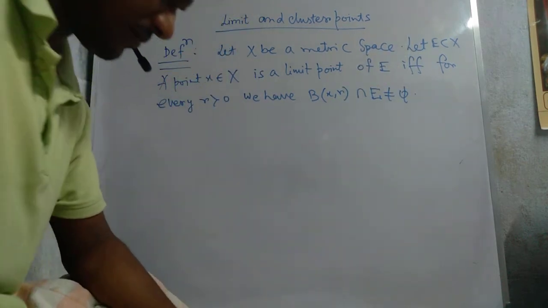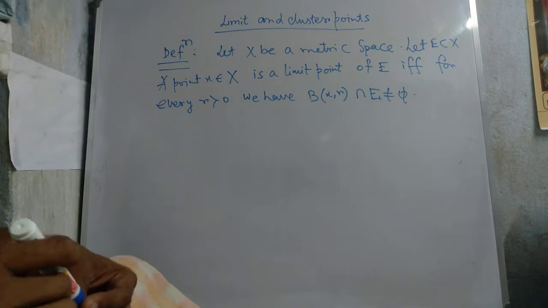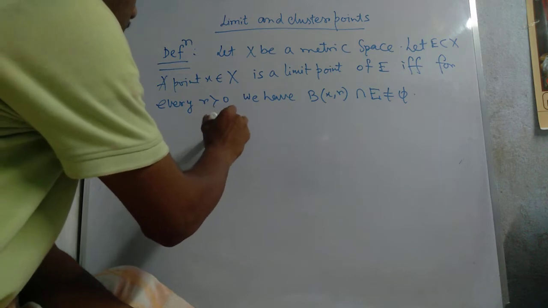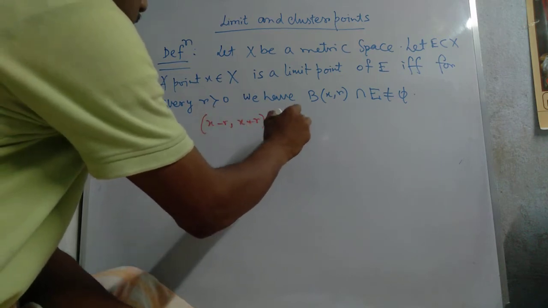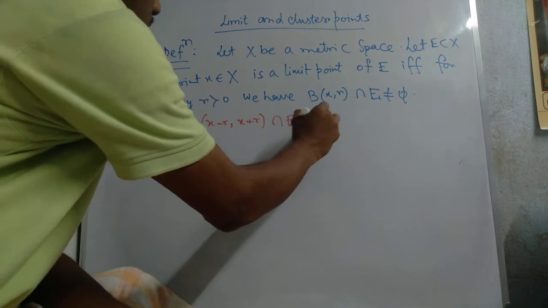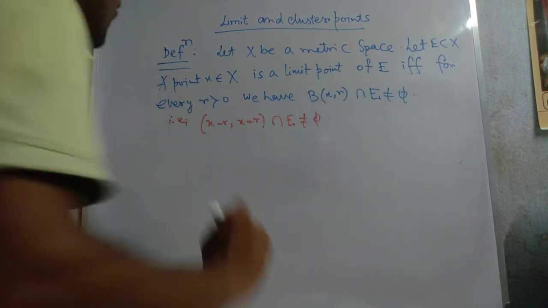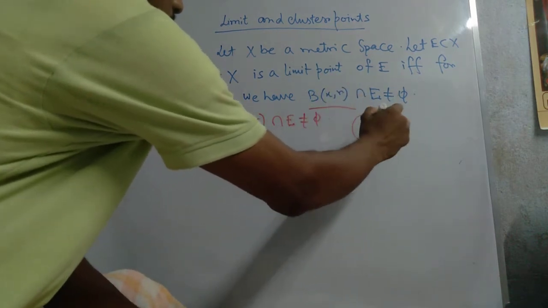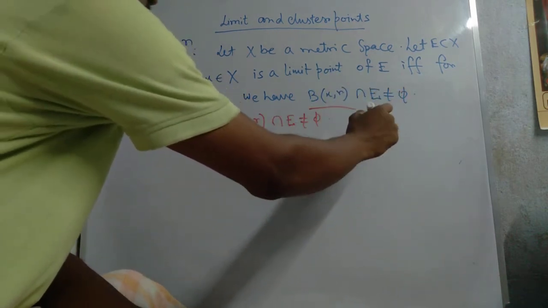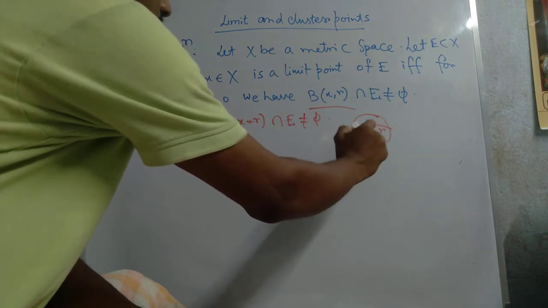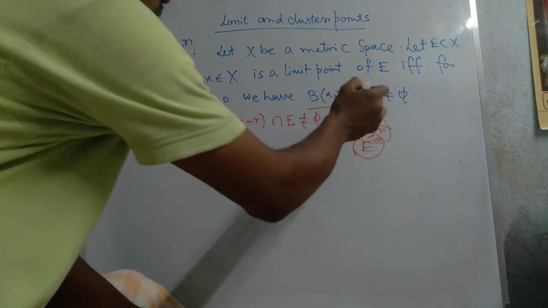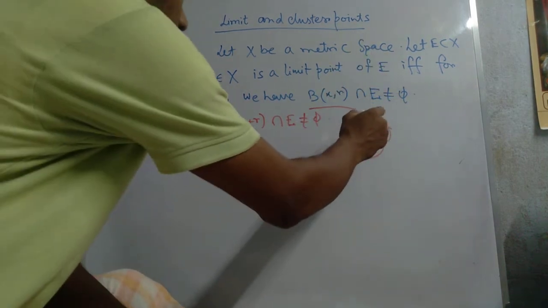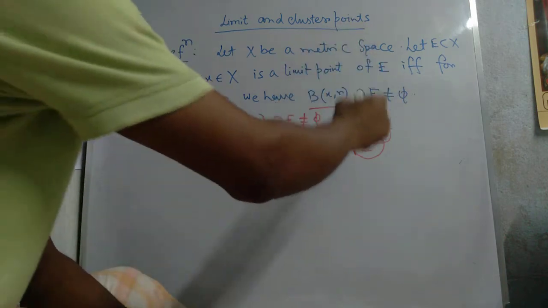Then this one is called a limit point. That means (x minus r, x plus r) intersection E not equal to empty set. This is the definition of a limit point. We take a ball around x of radius r, and if E intersection this ball is not equal to empty set, then we call this x a limit point of E.